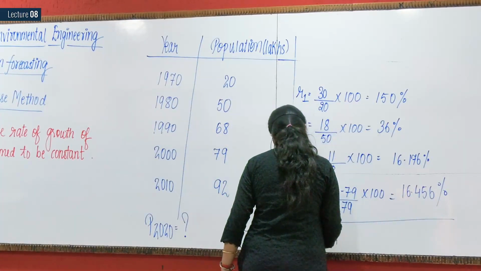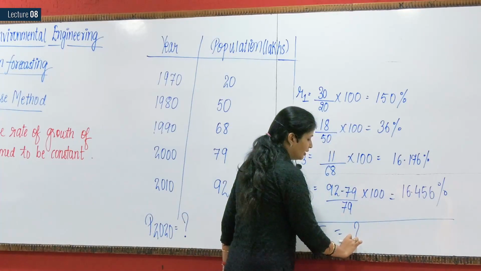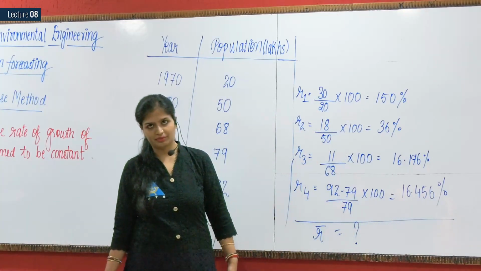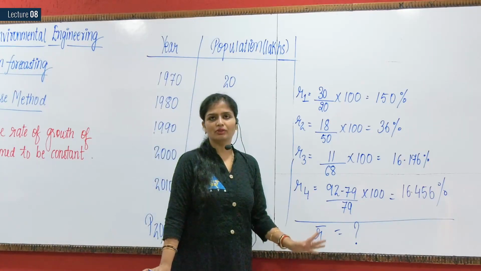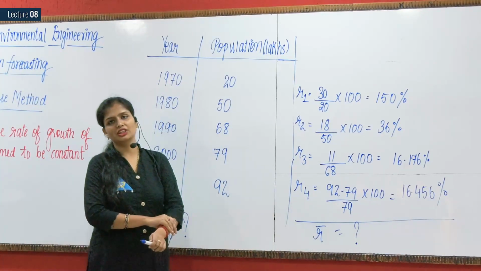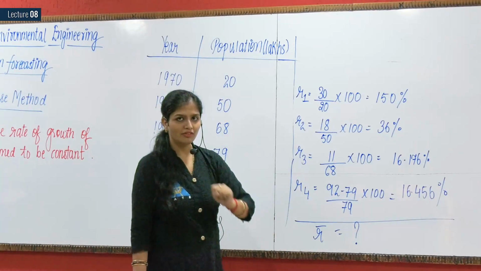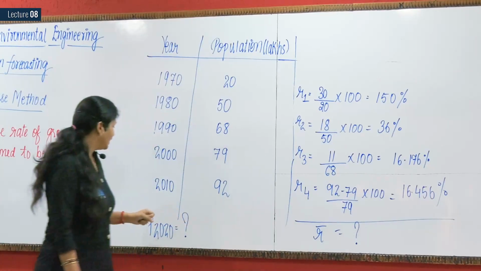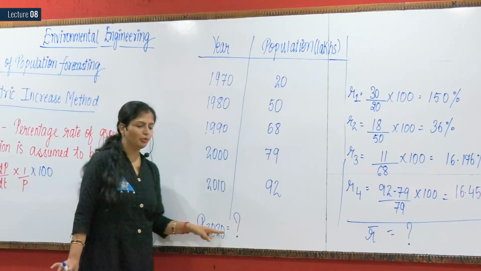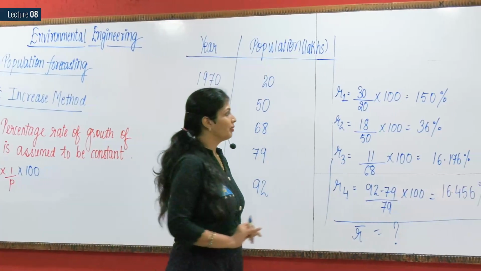Now the question comes, how will I calculate this R bar? There are various methods with the help of which you can calculate this R bar. This thing you have to know, one thing. Second thing, I have asked you the population in 2020, which you have to tell me. How will you do it? Just see now.